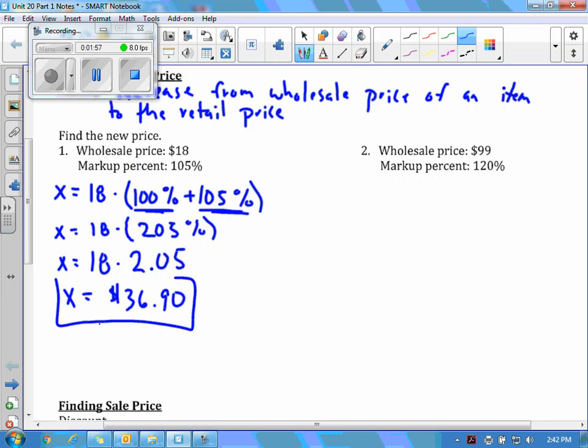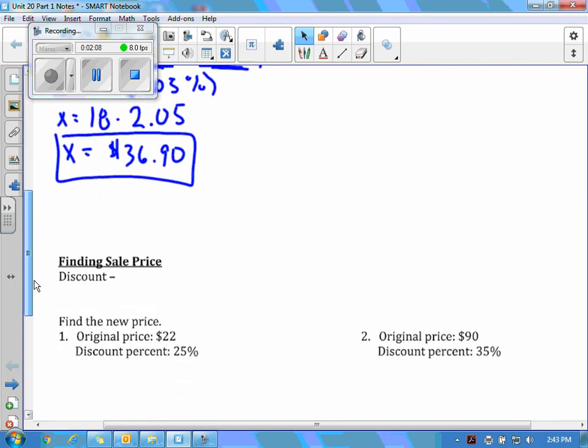So if we're marking it up 105%, that means we're more than double. Marking it up 100% would be doubling it. We have 5% on top of that. So number 2 I'm going to leave for you because it's exactly the same as number 1. Just go ahead and try that on your own.